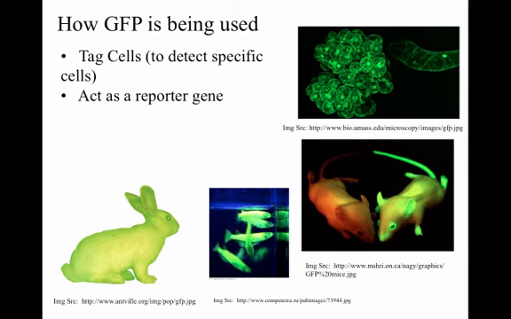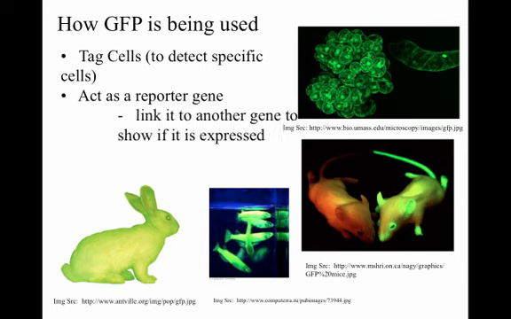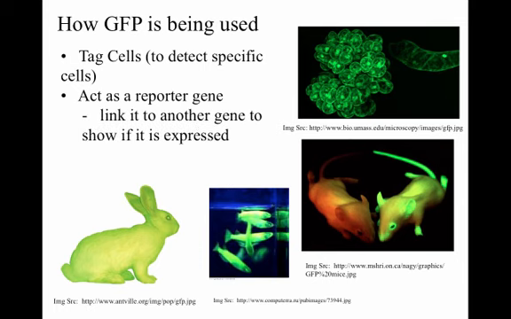GFP can also be used as what we call a reporter gene. What that means is, if I can attach the gene for GFP to another gene, then I'm also going to be able to see when that other gene is being expressed, because if they're all tied together, then if I'm making GFP, then I must have also transcribed the other gene. And so that's what we mean when we say it's a reporter gene, that is linked to another gene to show if that other gene is expressed, because it might be harder to detect than GFP.